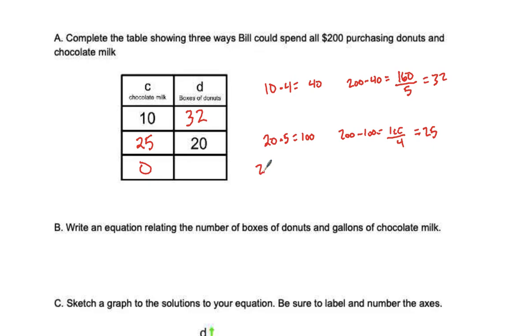So 200 divided by 5 is 40. So he could buy 40 boxes of donuts for $200. That's a lot of donuts. Sounds yummy.